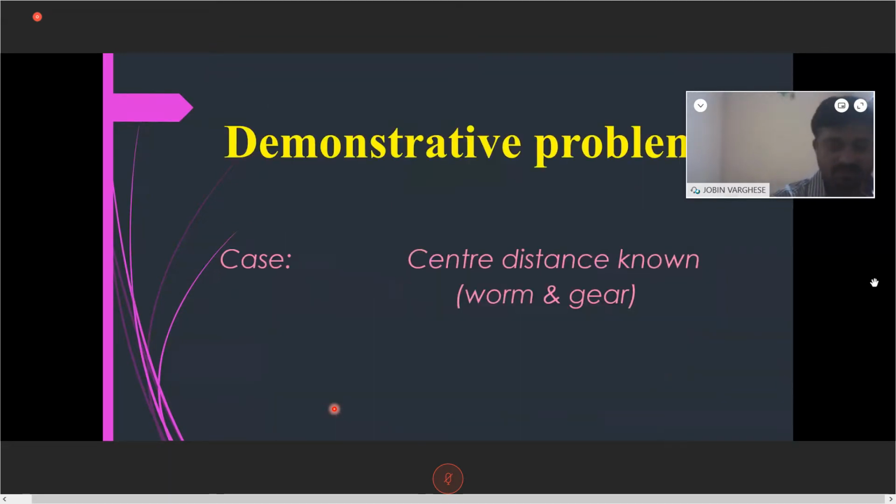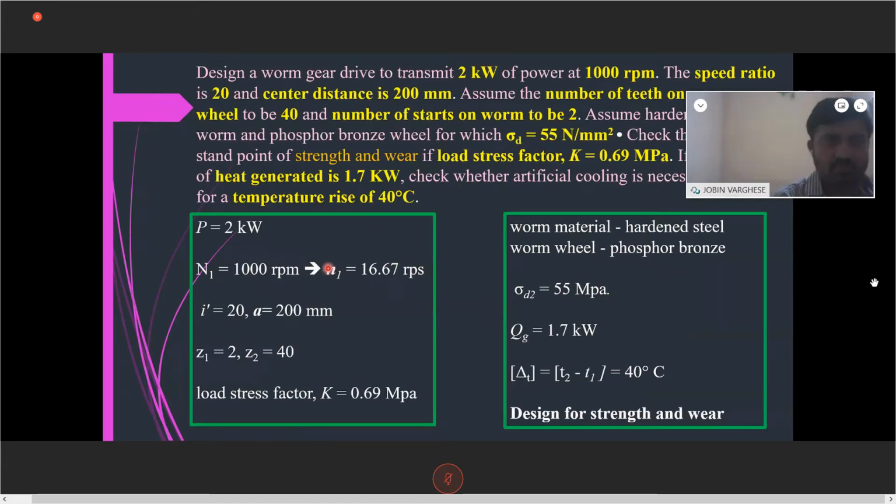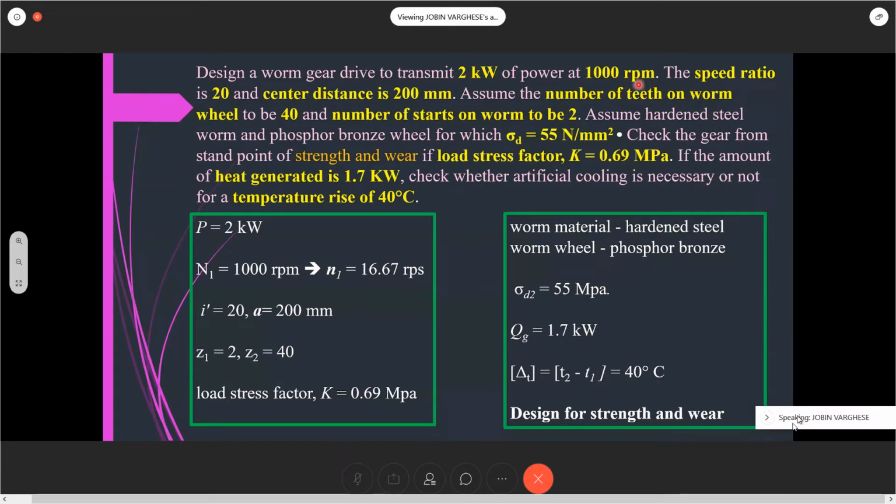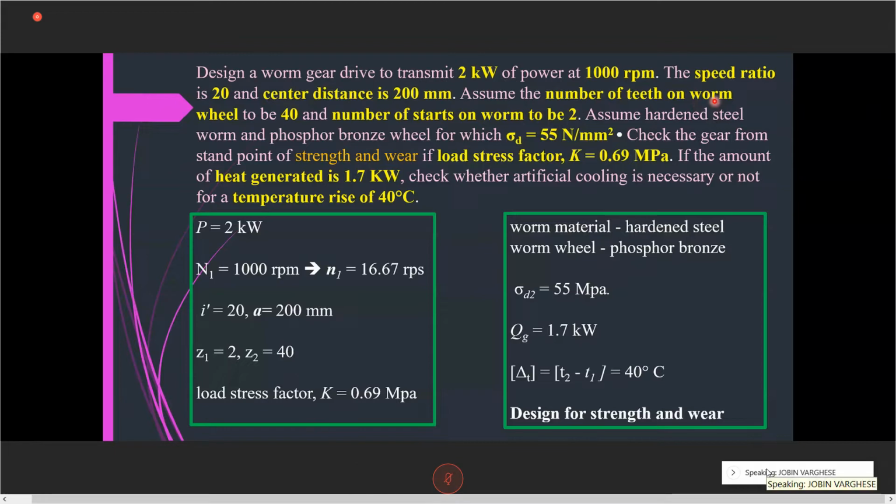So this comes to the demonstrative problem. This problem: design a worm gear drive. It has to transmit 2 kilowatt of power at 1000 RPM. The speed ratio is given as 20 and the center distance is 200 millimeter. Assume the number of teeth on the worm wheel is 40 and the number of starts on the worm to be 2. Assume hardened steel and phosphor bronze. Obviously, the material is already given. Sigma d, that is the permissible static stress, is given.